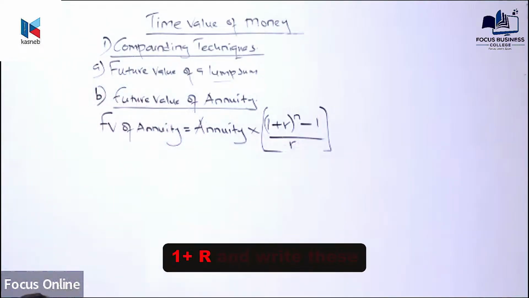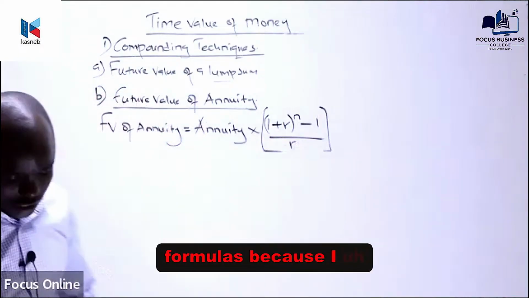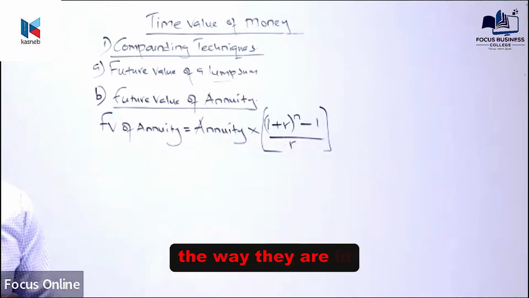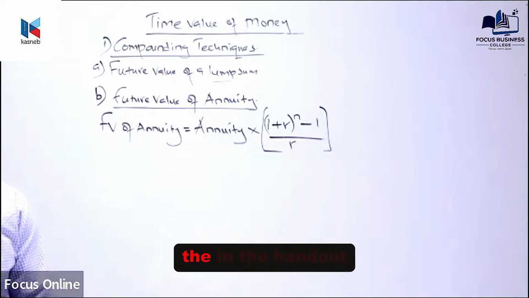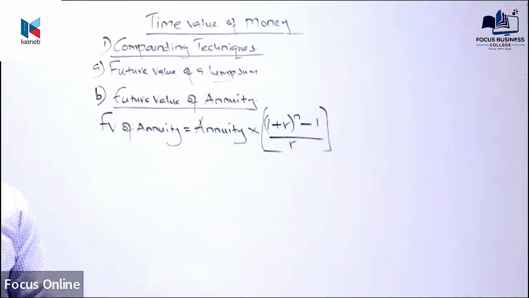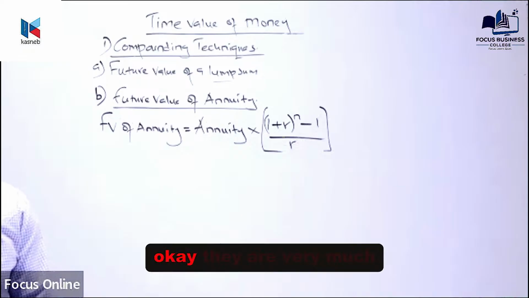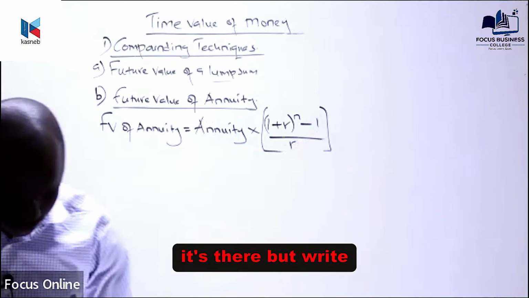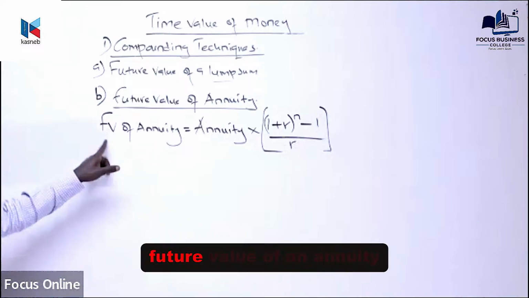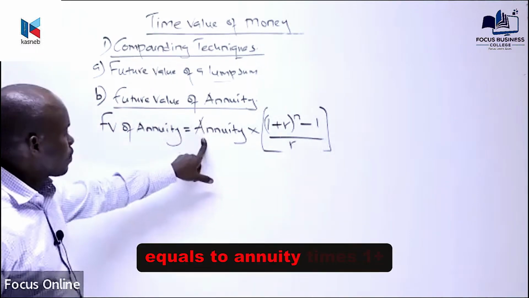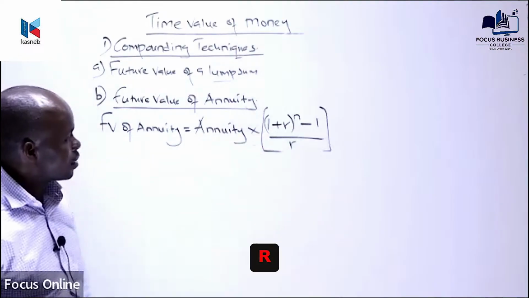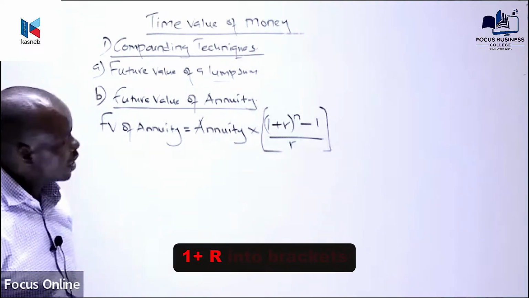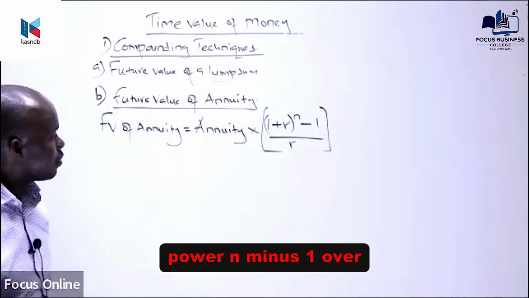1 plus r, and write these formulas because the way they are in the handout, they are very much simplified. Just write what I'm writing on the board. Future value of an annuity is equal to annuity times 1 plus r in brackets power n minus 1 over r.